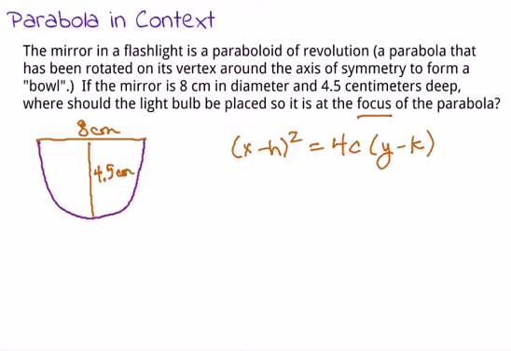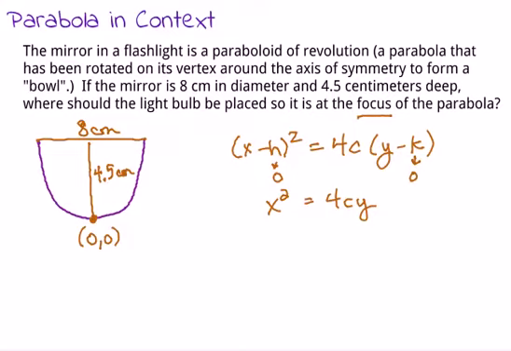Now, to make this convenient, since we're creating our own graph here, let's just make our vertex be located at 0, 0. And so that means that my h is going to become 0 and the k is going to become 0. That's going to make our equation a lot simpler. x squared equals 4cy. Now what I really need to find is that c value, because if I find the c value, that's going to tell me the distance from the vertex to the focus. And so that's where we need to put the light bulb.